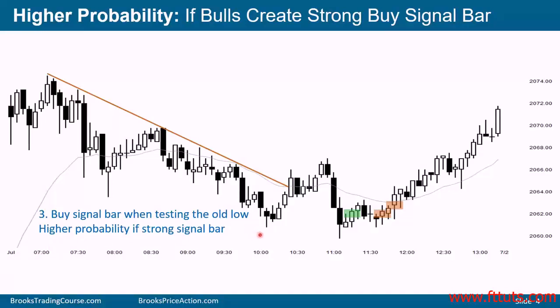It's a higher probability reversal if you have a strong buy signal bar. This is not a very good buy signal bar. This is a reversal bar, but it has a bear body, so that is not strong either. If you prefer, you can buy above a bull bar, like above this bar, or above this bar as well.